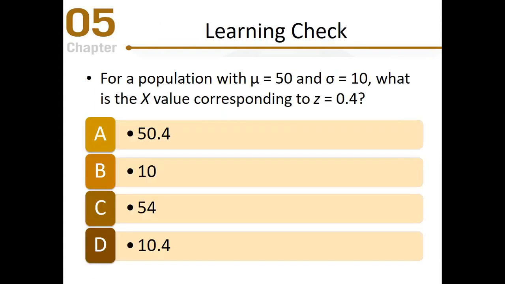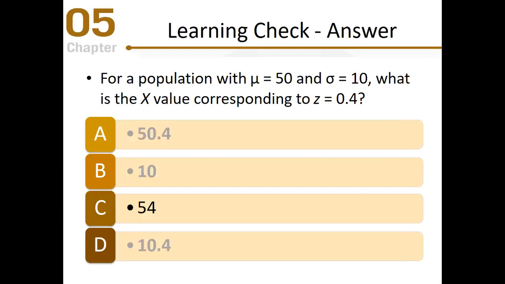Okay, here's another question. For a population with a mean of 50 and a standard deviation of 10, what is the x value corresponding to a z-score of 0.4? I suggest using the formula for this one. You can also do it intuitively by doing 0.4 times 10 and adding that to the mean. Okay, here our answer ends up being 54. If we do 0.4 times 10, that's equal to 4 points. We add that to 50, we end up with a 54.